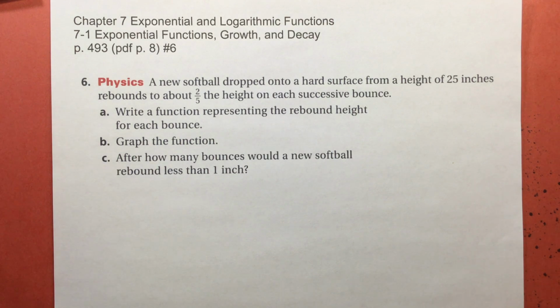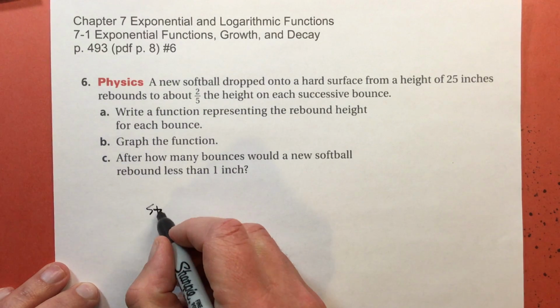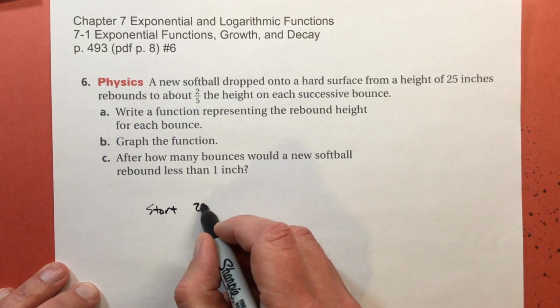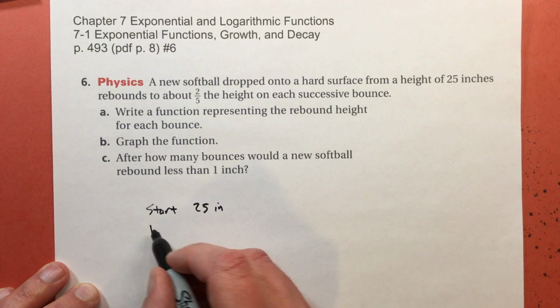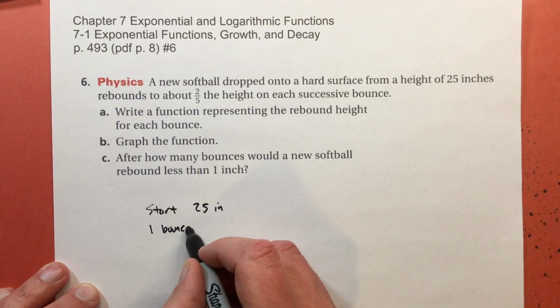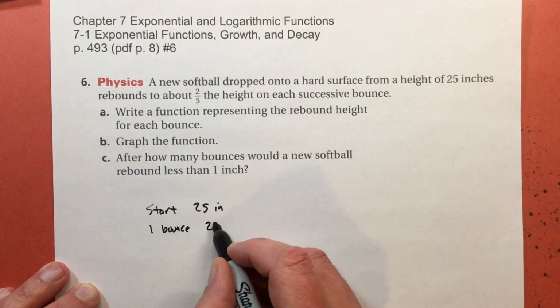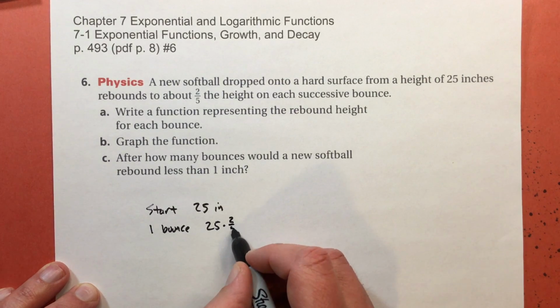and it's going to rebound each time to about 2/5 of the height on each of the next bounces. So it's not going to come back as high as it was. It's going to be a fraction of each part, and that fraction is 2/5. So if I just think this out so I can understand what the problem is, I'm going to start and I'm going to drop the ball at 25 inches. On the first bounce, it's going to be 25 times 2/5.